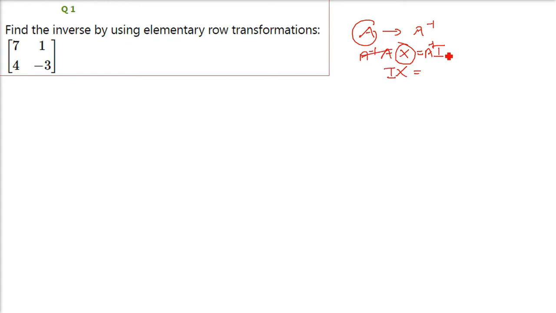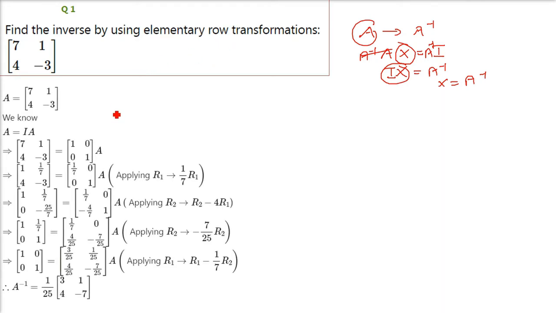on the right hand side you get A inverse into I. Again it will be A inverse only, and multiply anything with I, it will be X. So this is the way we compute the inverse. But there are other methods also. For example, we have the elementary row transformation.